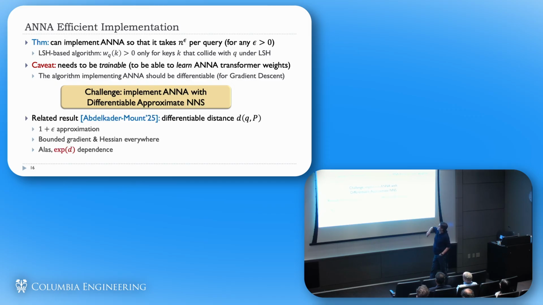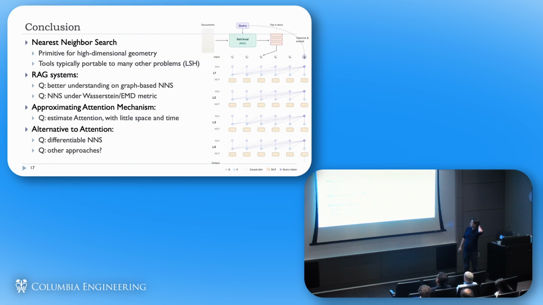And this is not a completely crazy idea because there are related results which are very recent, which look at related problems, computing the distance from the query to a data set in a differentiable way, so defining a differentiable function that computes this. It has, let's say, bounded gradient and Hessian. This is what we'd like from a differentiable algorithm. Unfortunately, this is an algorithm that suffers from the curse of dimensionality, so as the dimension becomes larger, it's exponential in dimension.